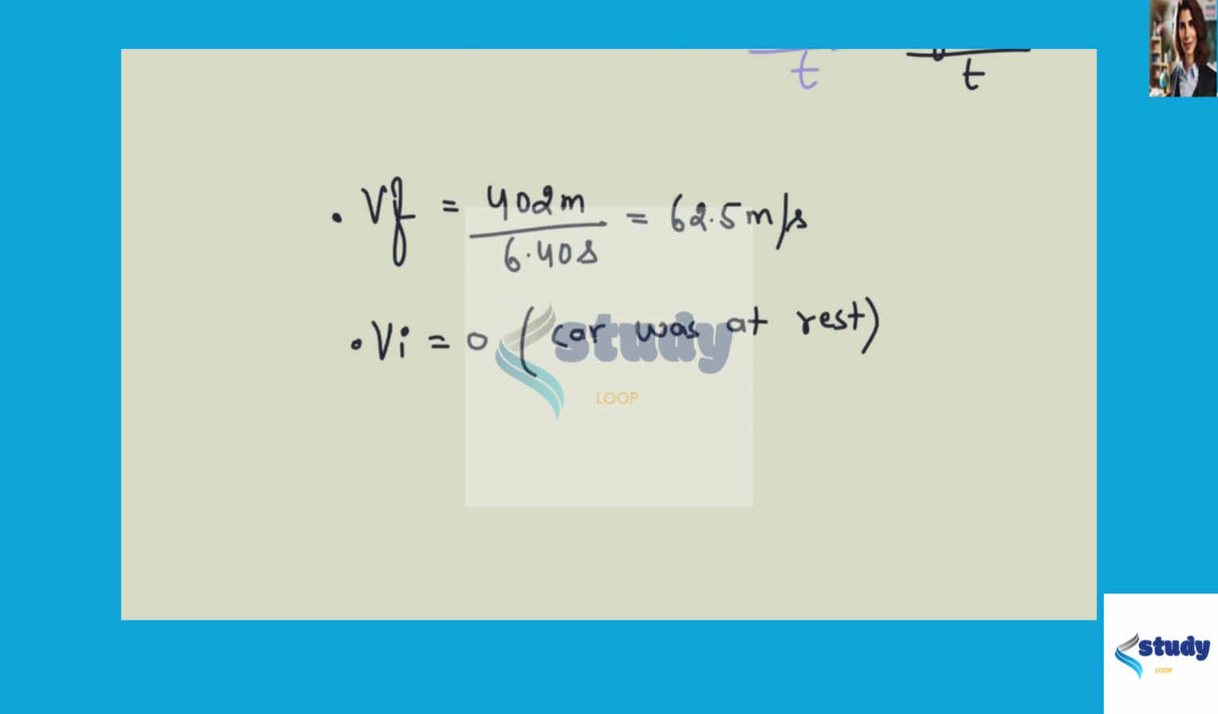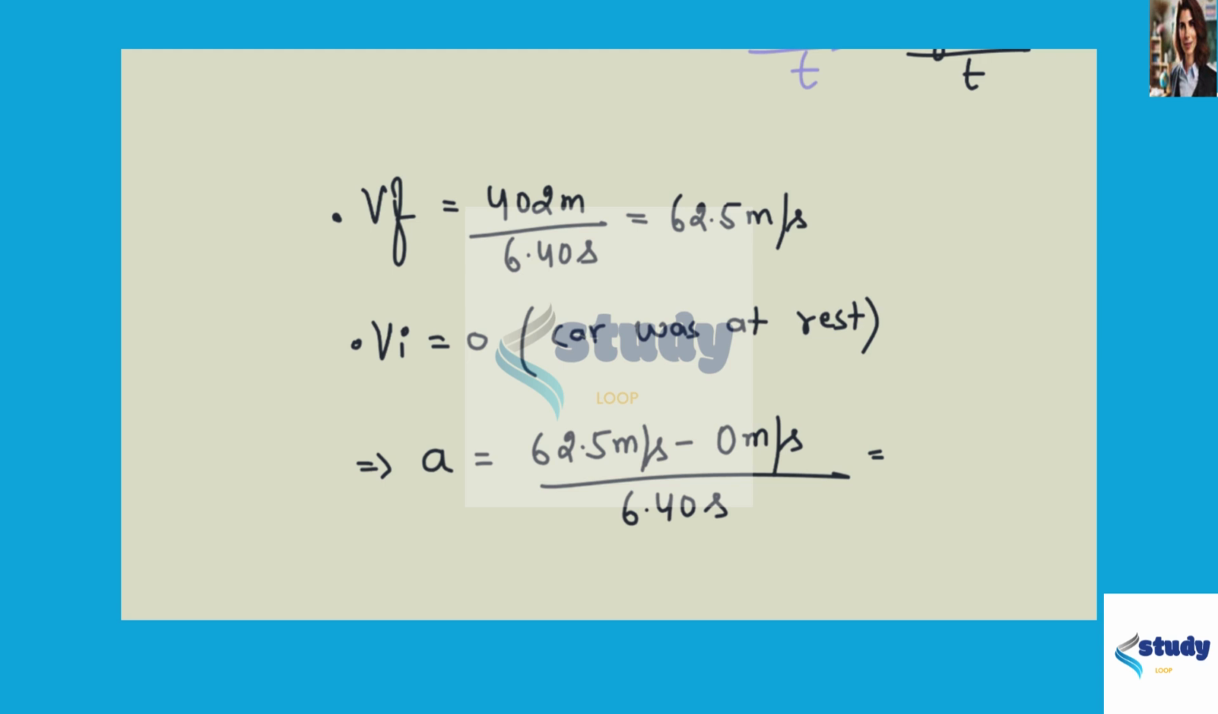Now, therefore, the acceleration a can be calculated as the final velocity, that is 62.5 meters per second, minus the initial velocity, that is 0 meters per second, upon the time, that is 6.40 seconds, and this comes out to be 9.77 meters per second squared.